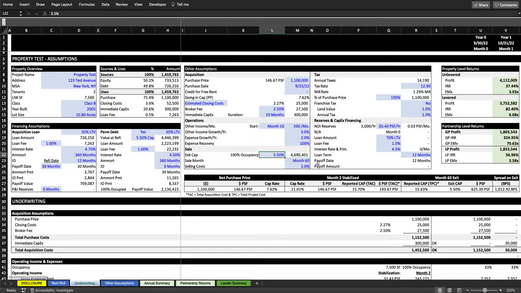We're using an exit cap, and then we're taking the NOI of the 12 months in the future of month 60, so from month 61 through month 73. And you'll notice this is showing you what the occupancy figures are for month 61 through month 73.